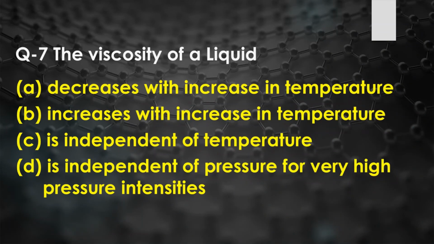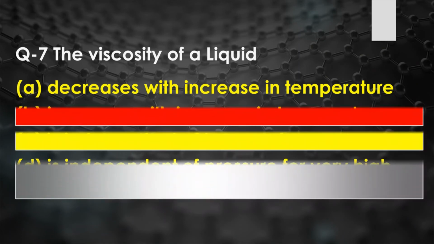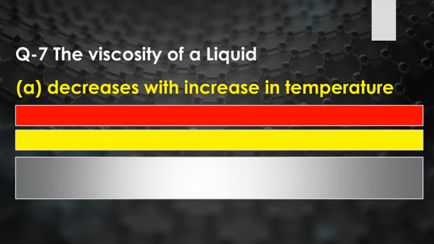After some RPM, after 2000 to 5000 RPM, we continuously change the oil because due to friction the temperature continuously increases, and with the rise in temperature the viscosity of the oil continuously decreases. So the right answer is option A. In the case of a liquid, with increase in temperature, the viscosity of the liquid decreases.